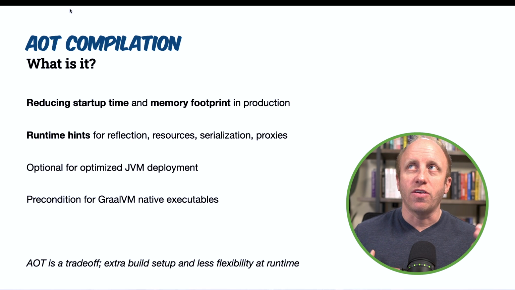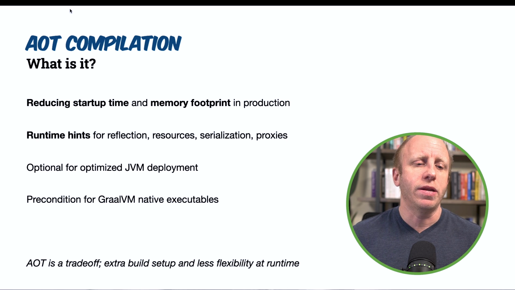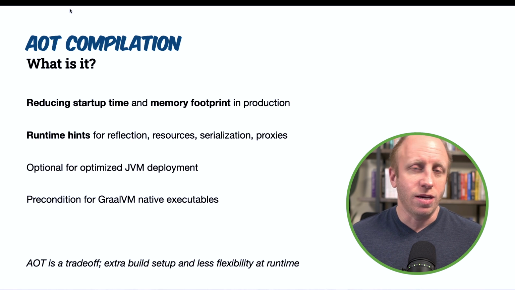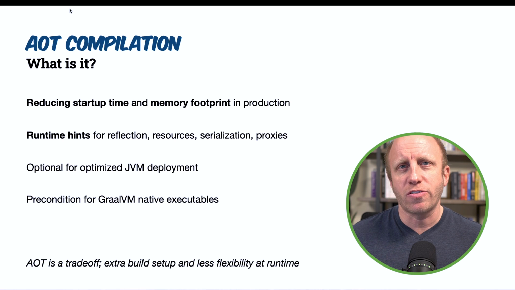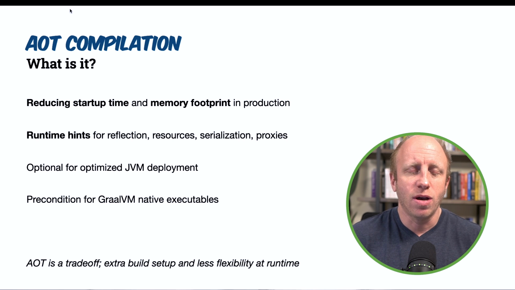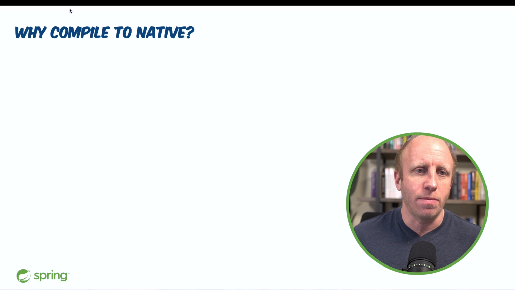AOT is a trade-off. There is this extra build step, and a little bit less flexibility at runtime because we have to tell the compiler, these are all the things that I want you to know about at runtime, so you're not doing these things at runtime. So it is a trade-off. There's this extra build step, but this isn't something you're doing in your inner loop development. You don't need to run this extra build process every time you change lines of code. This would be something that happens if you were to check this into some CI/CD pipeline. So that's what it is. It'll make more sense when we get into it, but that's the basics of what AOT compilation is.